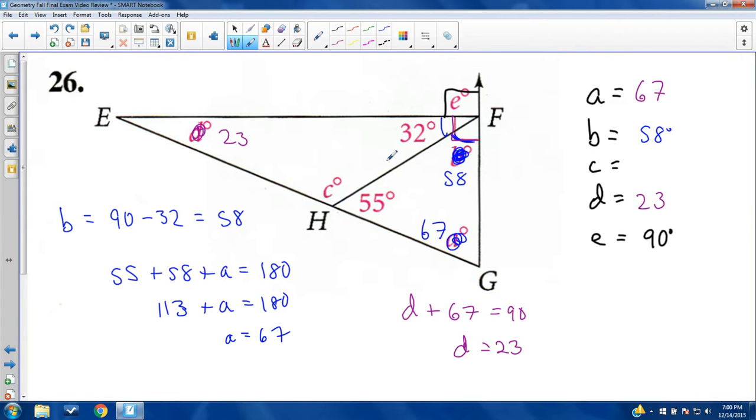Well, E, I'd say E was the easiest, but C and 55 here are supplementary. So 180 minus 55 will give us C, which is going to be 125 degrees. I really should get in a habit of leaving units here with degrees. And there you are.